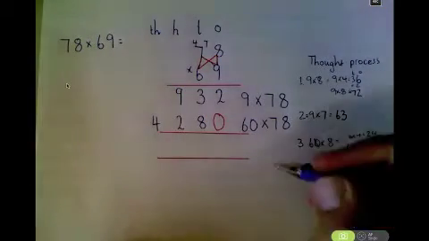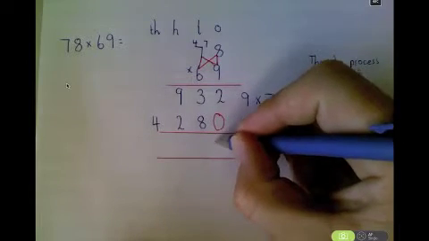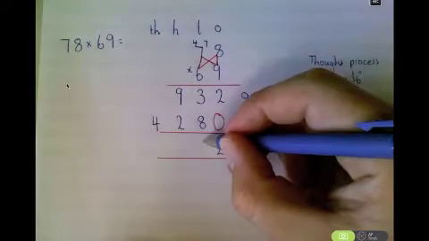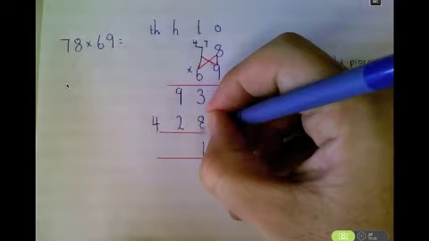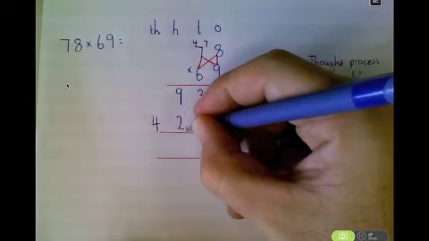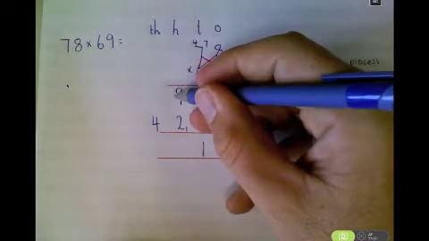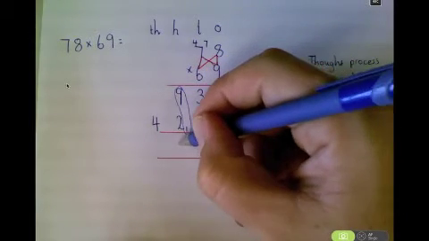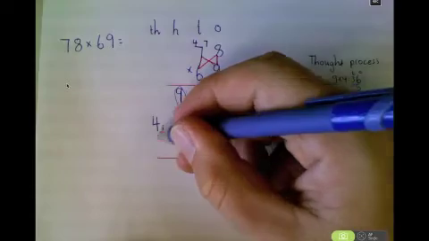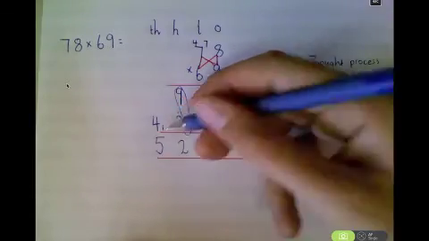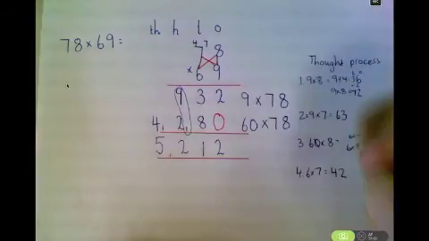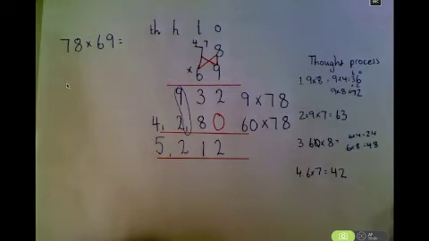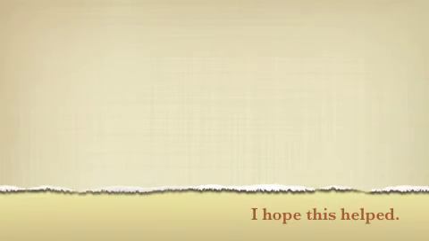Now we need to add them up. 2 plus 0 is 2. 3 plus 8 is 11. Put 1 in here, carry the 1. I can see a group of 10 there automatically. So 9 and 1 is 10. So 10 plus 2 is 12. Carry the 1. 4 plus 1 is 5. So our answer is 5,212. Math.